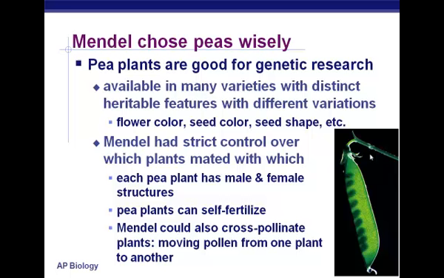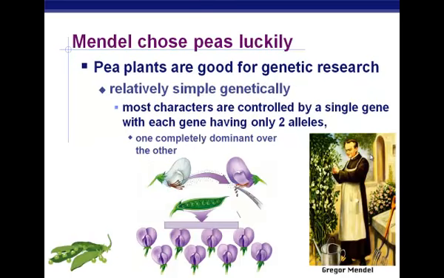Also, he had strict control over which plants mated, right? You can snip off the anthers and take away the male's pollen, leaving only the stigma to receive pollen, so you can cross-pollinate. Similar to what we forced our fast plants to do earlier, right? We prevented them from self-pollinating, and they're genetically prevented anyways, but we made sure that any crosses that were happening were ones we caused. So each plant has a male and female structure. They can self-fertilize, but you can also prevent that, and he can cross-pollinate them.